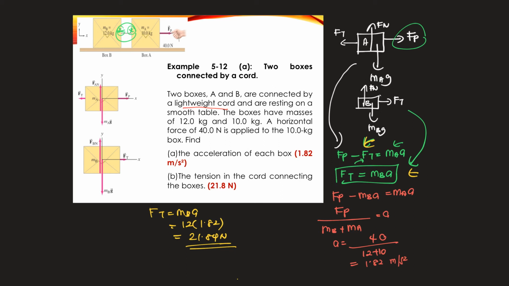So the easiest way is you need to separate the FBD for both objects. If you have 3 objects, then you have 3 FBDs, free body diagrams. And if you have 3 objects, it means you are going to have 3 equations. So now we have 2 objects. That's why I've come up with the first equation for this one, and the second equation for this one. It's much easier.